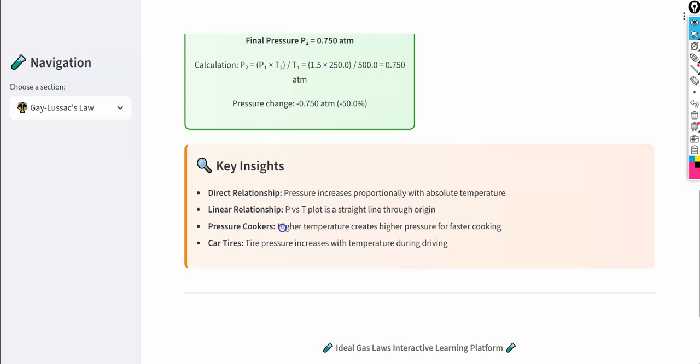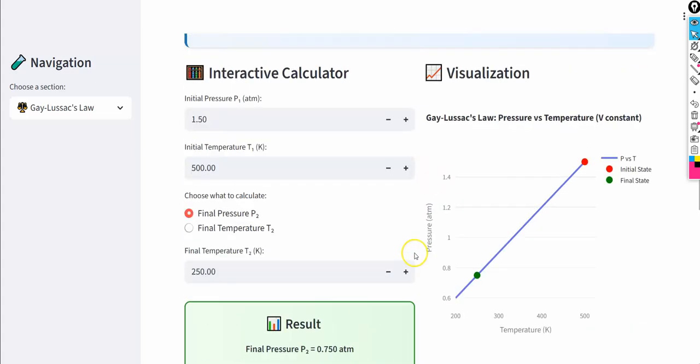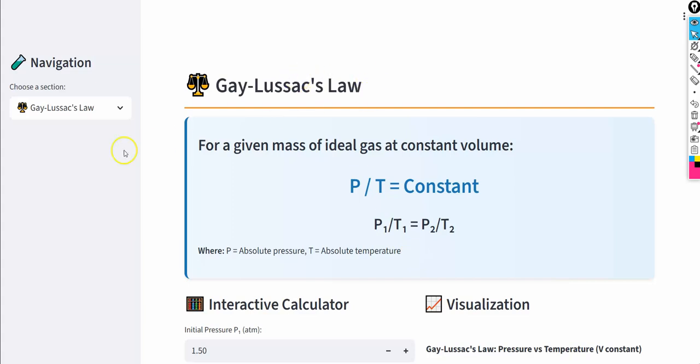Pressure cookers: high temperature increase creates high pressure for faster cooking. And car tire pressure increases with temperature during driving. So this is about Gay-Lussac's law.